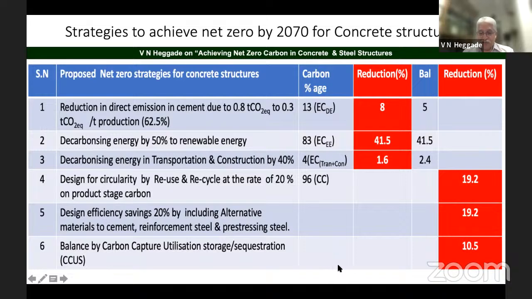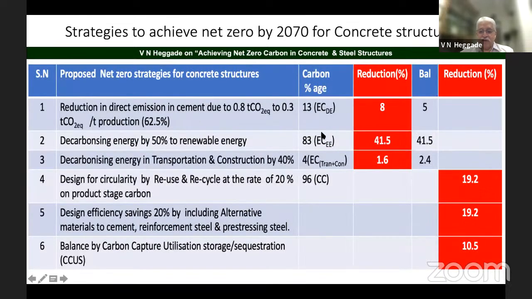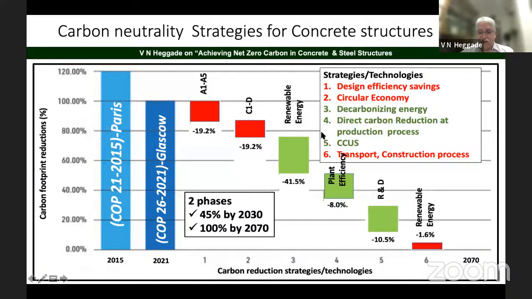This is what the proposal is for the concrete, how it can be reduced. This is how I put it in the form of a diagram, pictorially, as you can see. The strategies are design efficiency saving, circular economy, decarbonizing energy, direct carbon reduction in the production process by CCUS, and transport, construction and process time, and how much each has to be reduced. The same thing which I projected over here is represented in the form of a diagram.